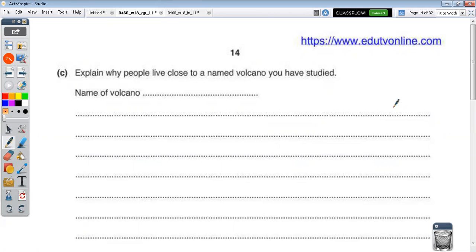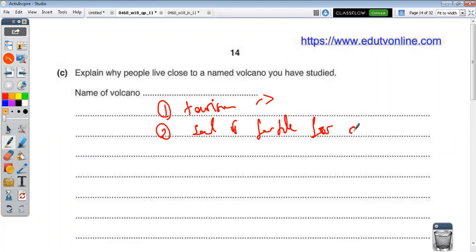Remember we talked about tourism, because tourists are always coming to those places. So one of the reasons is tourism. Number two, the soil is fertile. Soil near the volcano is fertile for agriculture.